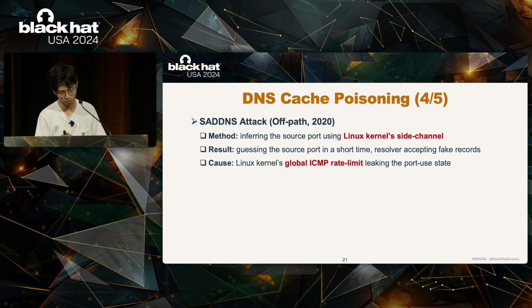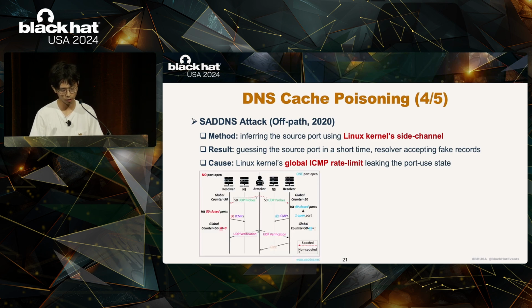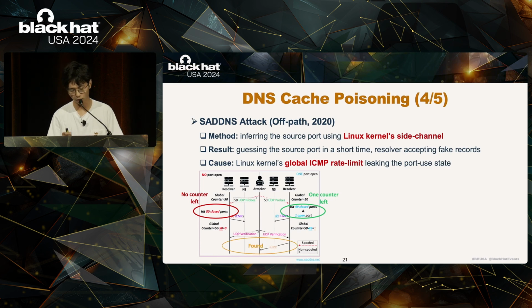The fourth one is the famous SAD DNS attack. By using a Linux kernel side channel, the attacker could use the global ICMP rate limit counter to expose the in-use ports. For example, if the global count is 15, the attacker sends 15 UDP probe packets and then sends a verification packet to a known unreachable port. So if there are no open ports among the previous guessed ports, the attacker will not receive an ICMP packet. Otherwise, there will be an ICMP packet, so the attacker can leverage this information to indicate the in-use ports.